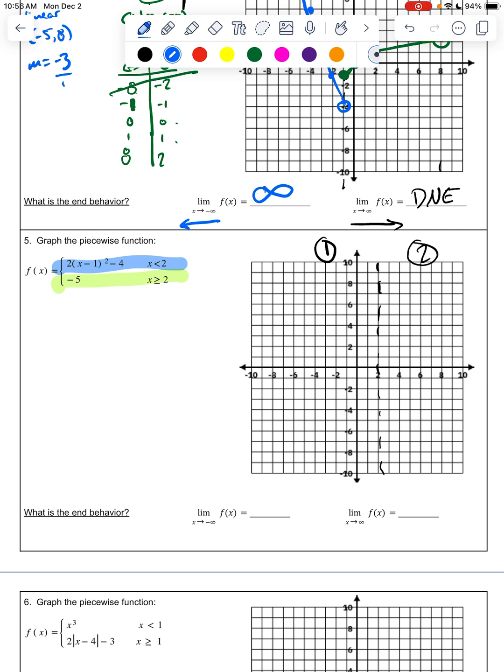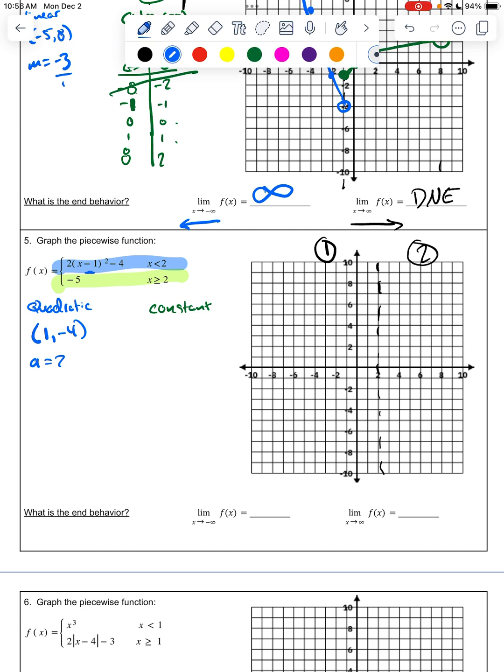Piece 1 is quadratic. I see a starting point of 1, -4, because remember, whatever happens inside the parentheses, we do the opposite. We see an a value of 2. We're going to have to use that in a minute when we make our table. Piece 2 is a constant function.